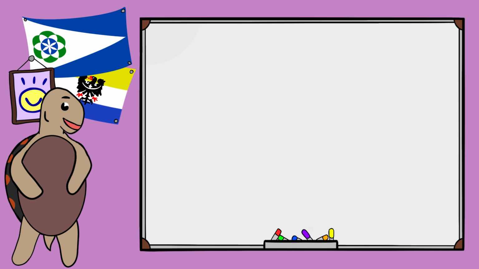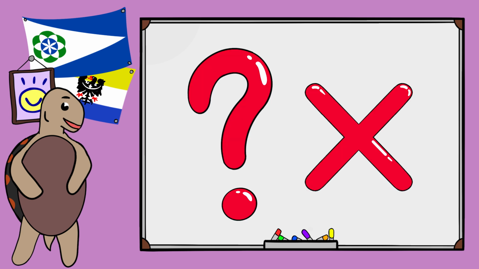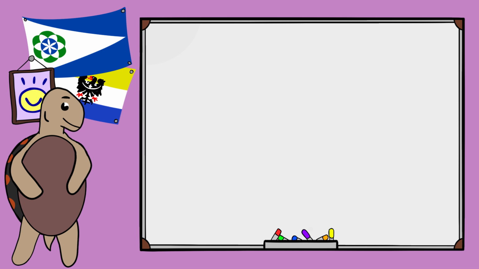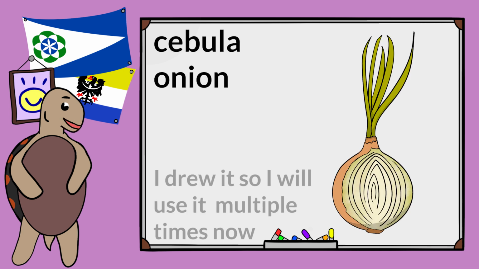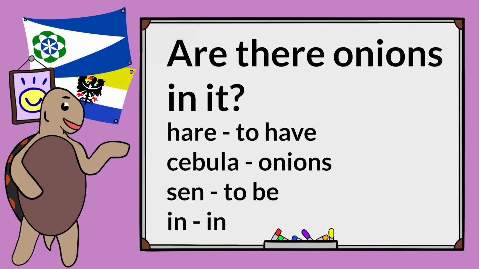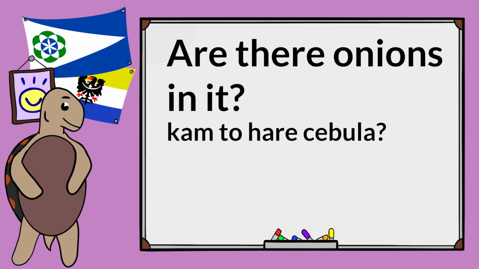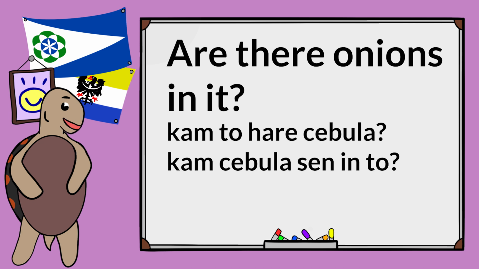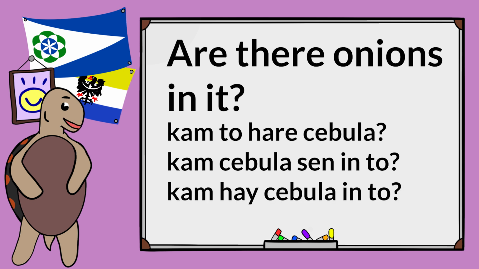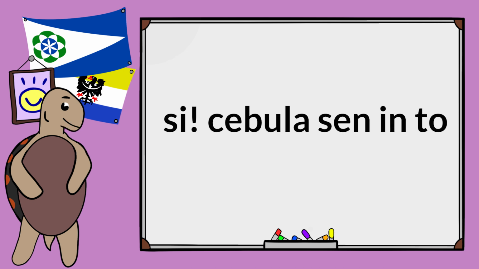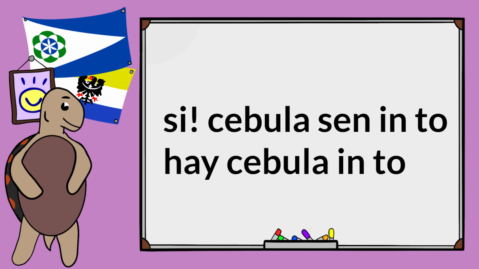Oh, after all that, you might have forgotten how to form a question and to negate. Imagine you are allergic to cebula, onions. How do you ask, are there onions in it? Lacking some words? Hare, to have, cebula, onions, sen, to be, in. You could say, kam to hare cebula, does this have onions? Or, kam cebula sen into, are there onions in it? Also, you could say, kam hai cebula into. Hai basically means there is. Si, cebula sen into, or hai cebula into.